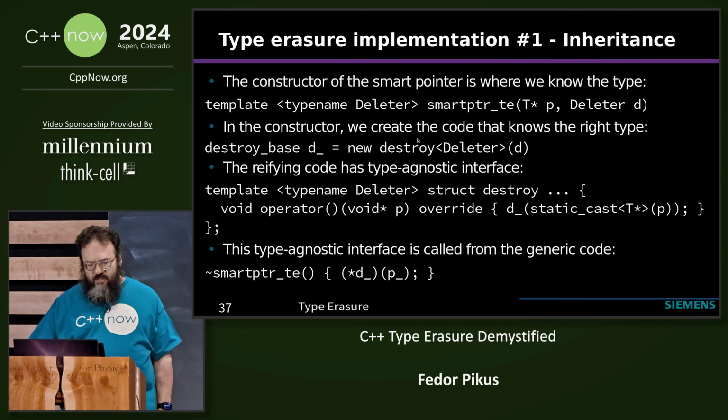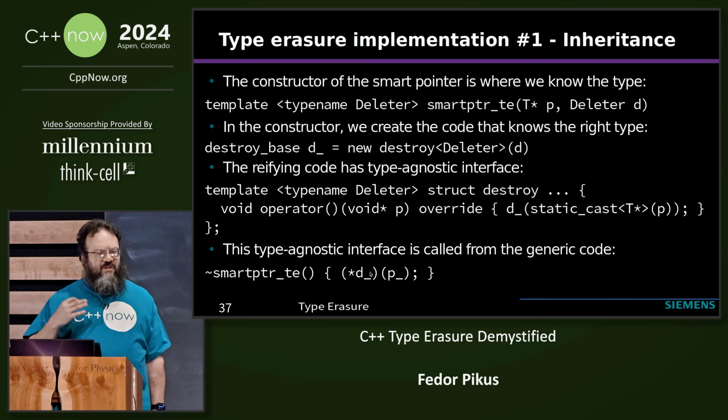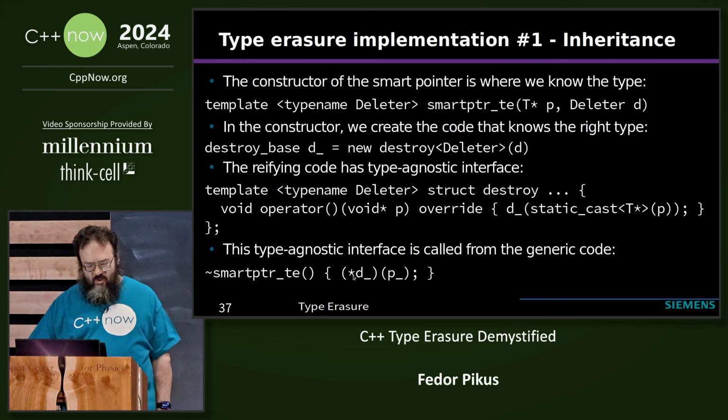So in the constructor, we basically instantiate a template that reifies the deleter type. The interface doesn't mention anything about the deleter, but the destructor uses it through the polymorphic function. So you can say that the deleter type is encoded essentially in the virtual pointer of whatever this object is.